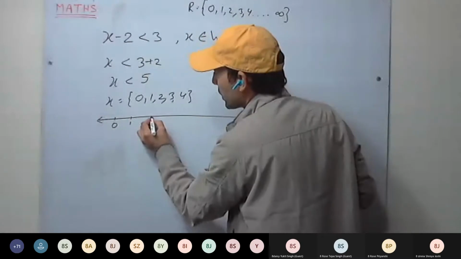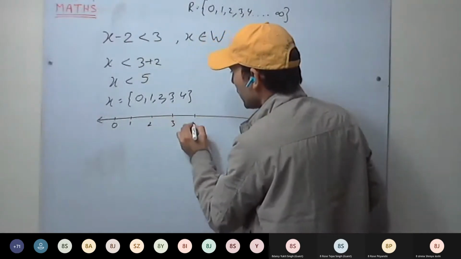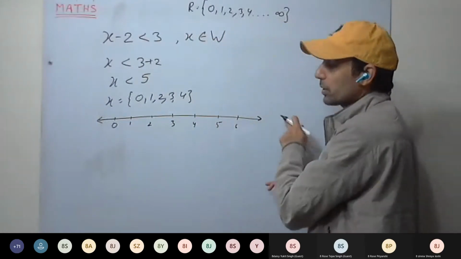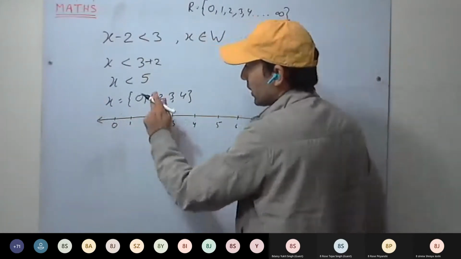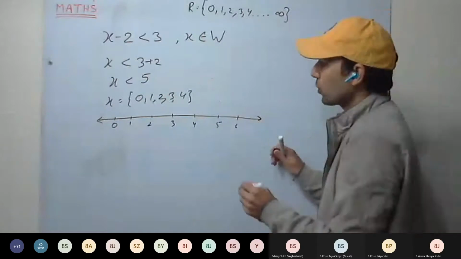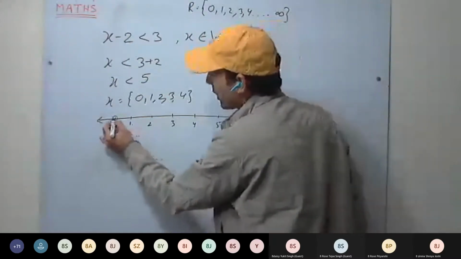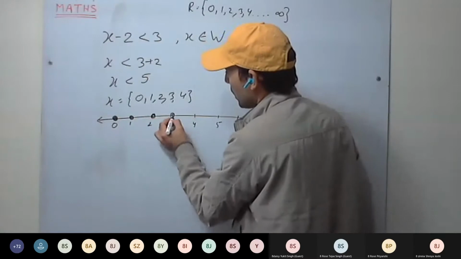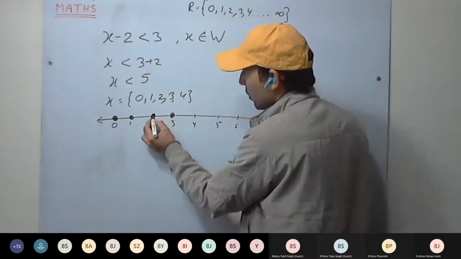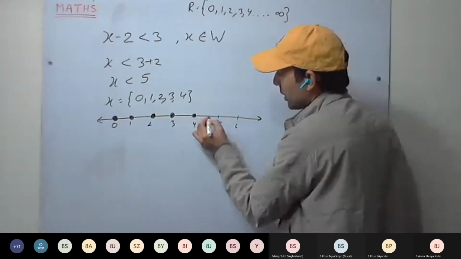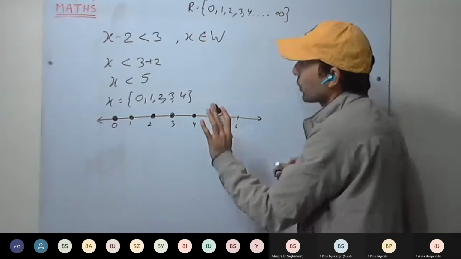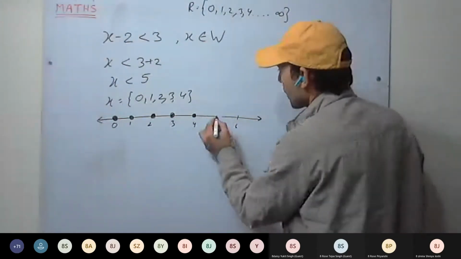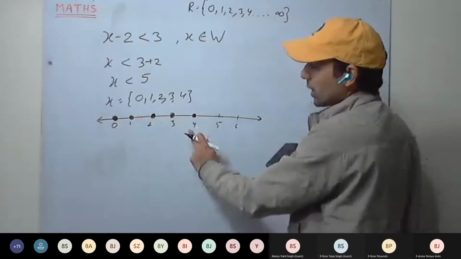0, 1, 2, 3, 4, 5, 6. Okay. This denotes plus infinity, minus infinity. So 0, 1, 2, 3, 4. Now how to mark? Draw the number line and circle it. 0, 1, 2, 3. Fill the circles as well. Complete circles. 4 only. Okay. So this is our answer.